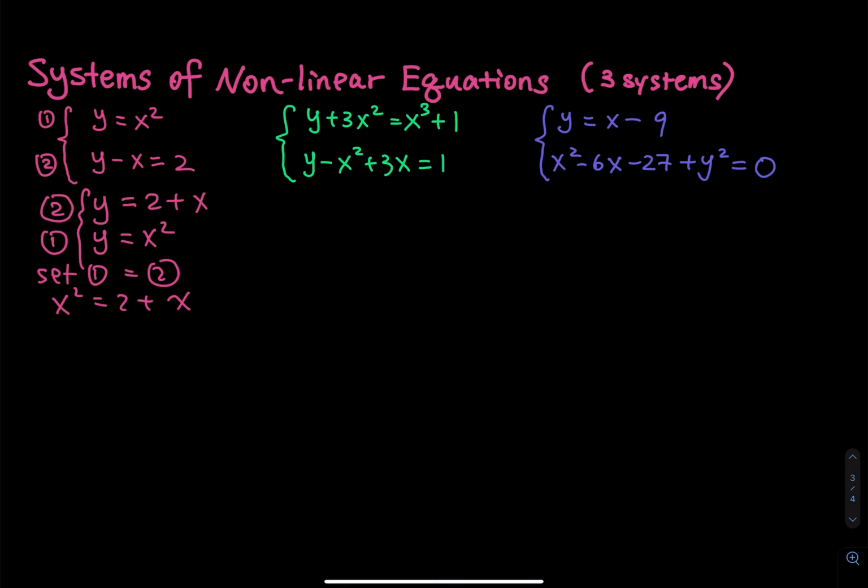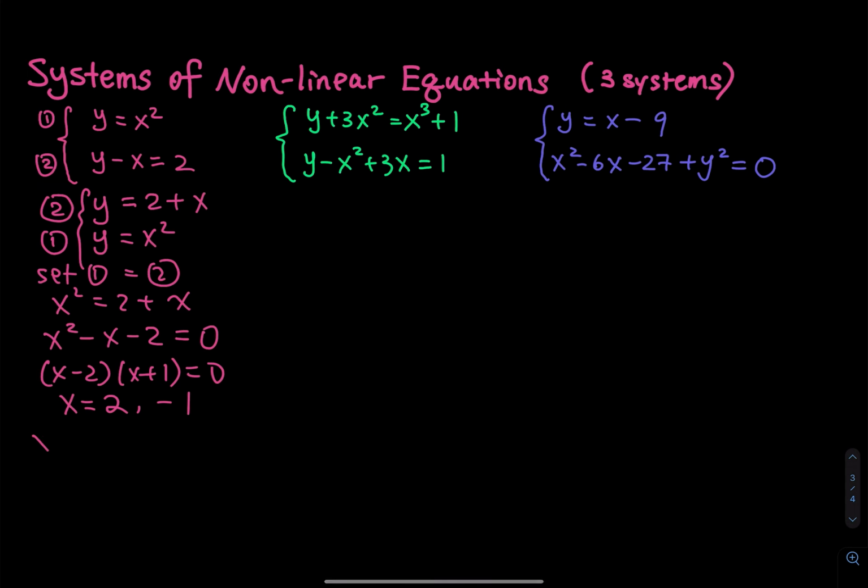So this is a quadratic equation. Move every term to the left side. x squared minus x minus 2 equals 0. And then this one is factorable. So that is (x minus 2)(x plus 1) equals 0. So you have x equals 2 and then x equals negative 1.